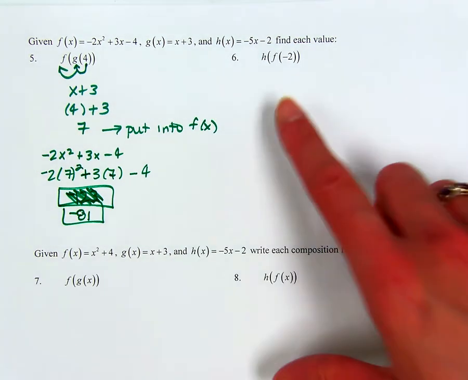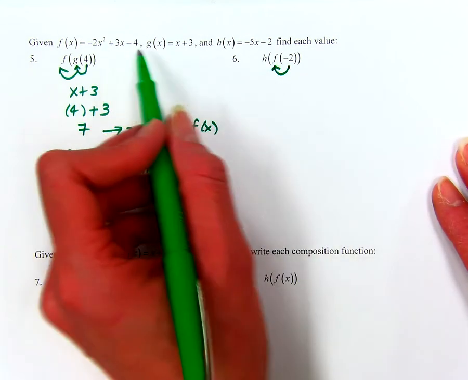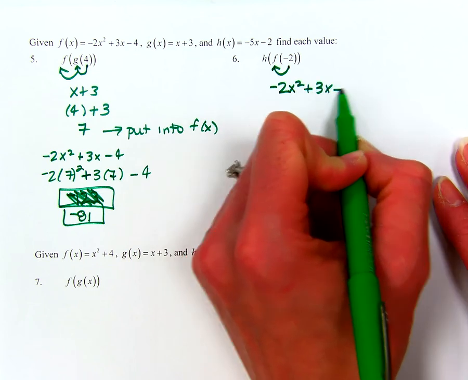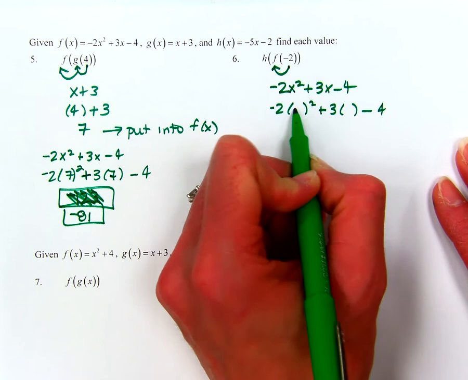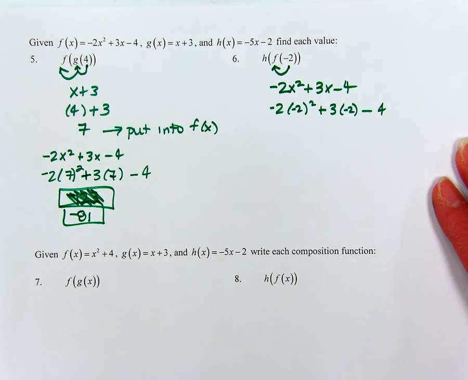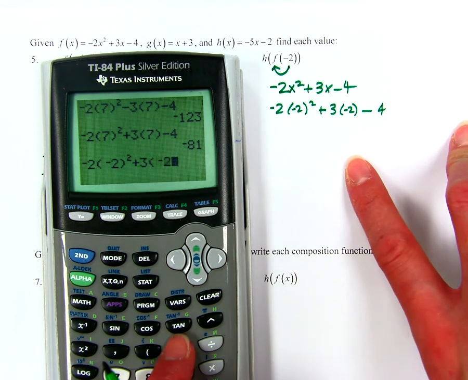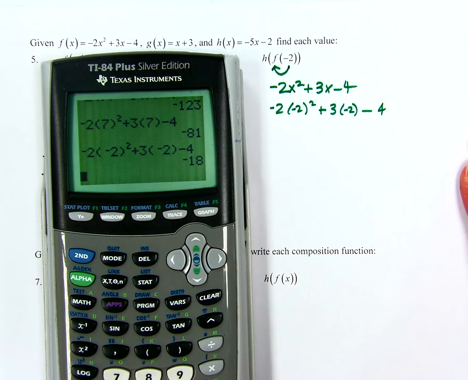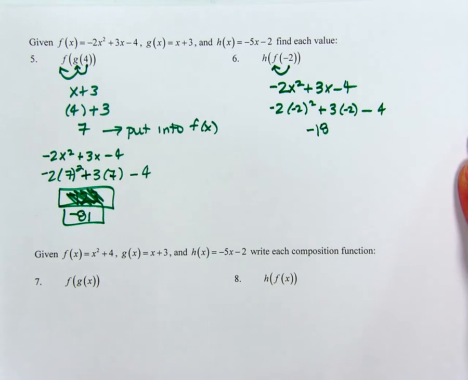Alright, next one, number 6. Start with negative 2 and we put it into equation f. Equation f was this long one, right? Instead of x, we're replacing that x with what number? Negative 2. Okay, so let's do it in our calculator and see if we do it right this time. Okay, so I get negative 18. That's my first answer. But that's like only the first part of the problem.